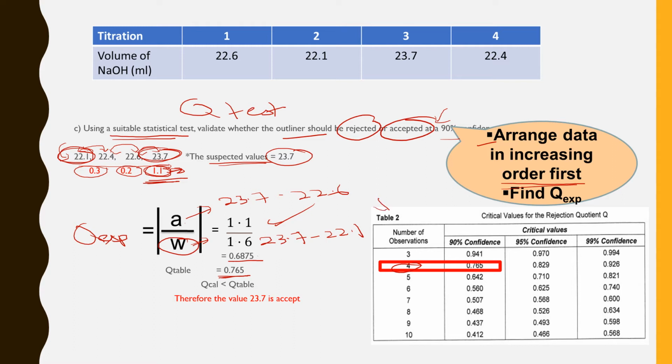Okay, so this table will be given in the appendix during the test or final. So that means that Q calculation or Q experiment is lower than Q table. Q table means the critical value here. Therefore, if the Q calculation is smaller than Q table, the suspected value 23.7 is accepted. So we accept the number 23.7. Okay, that's for C.